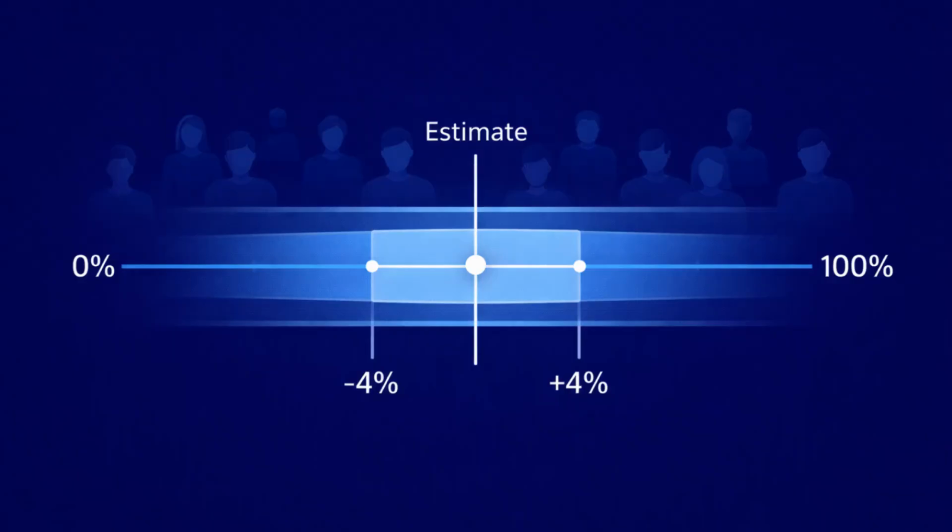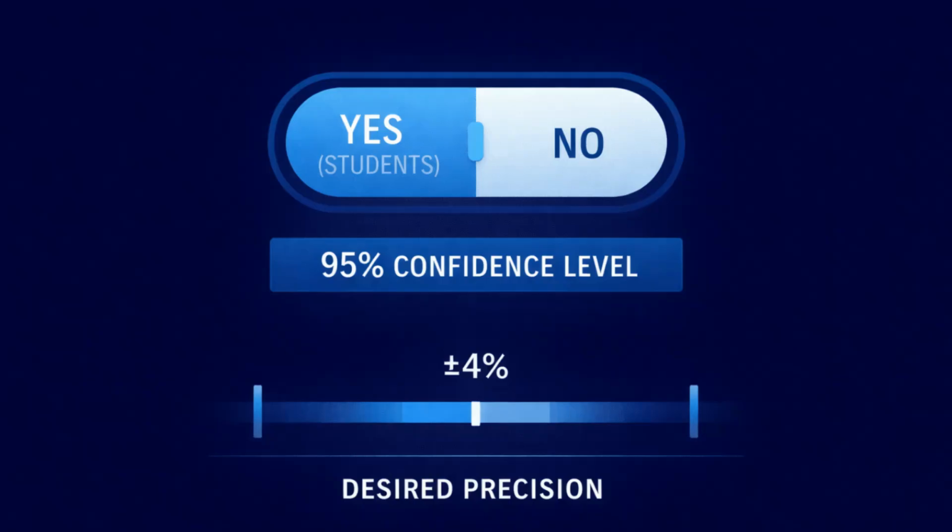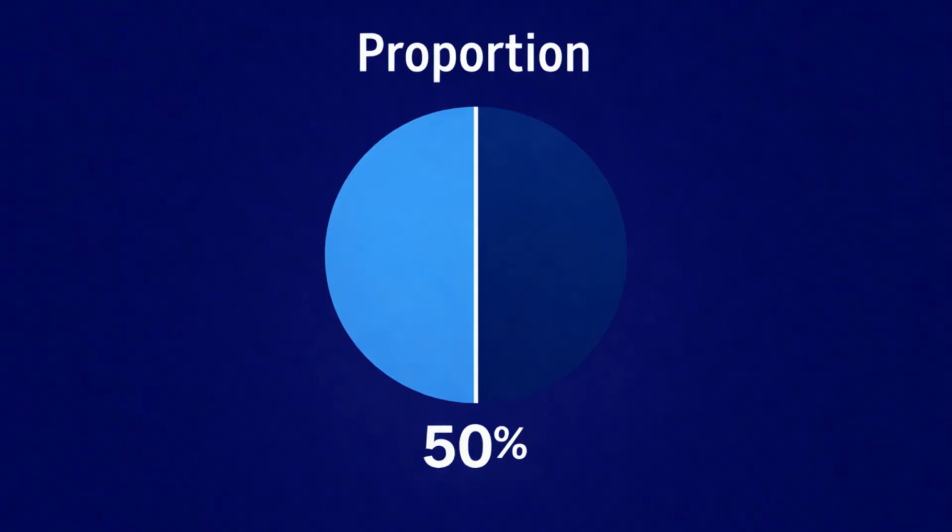Now let's walk through a proportion sample size example. Suppose a college wants to estimate the proportion of students who would support a new campus policy. The administration wants the estimate to be within plus or minus 4 percentage points at the 95% confidence level. Before opening the software, we identify the key pieces. The yes category is students who support the policy. The confidence level is 95%. The desired margin of error is 4%. If prior surveys suggest that support is around 50%, we can use 50% as the estimated proportion.